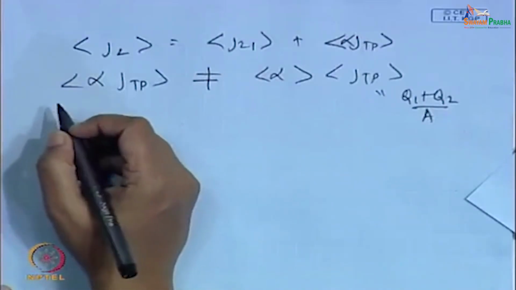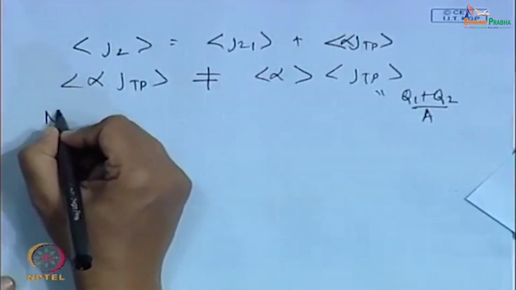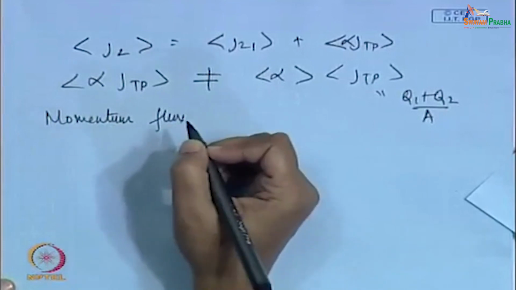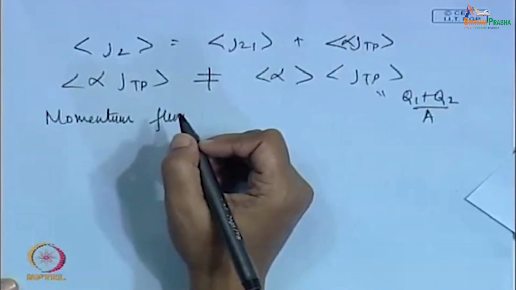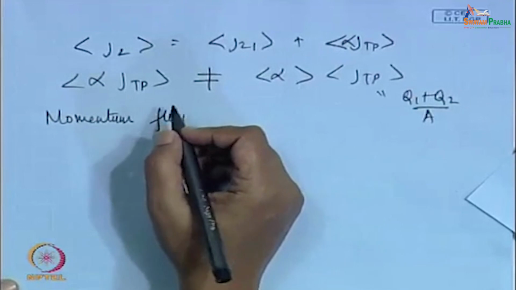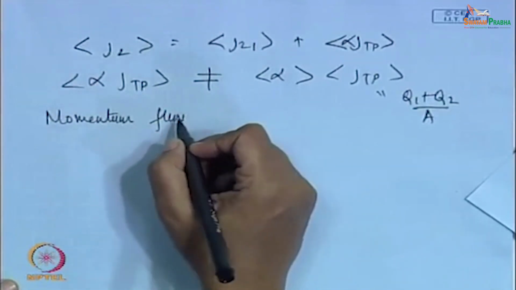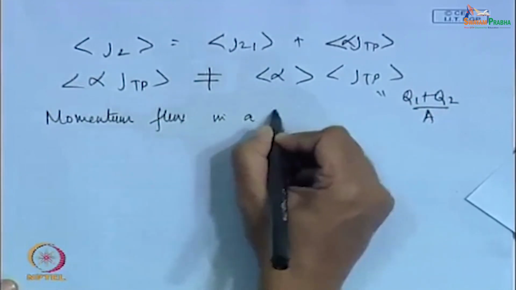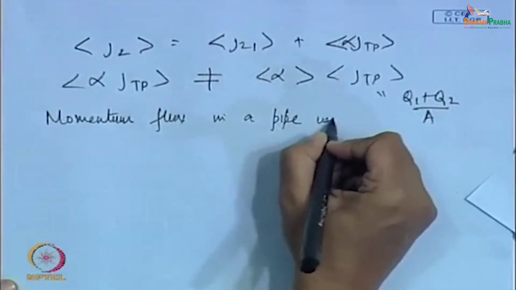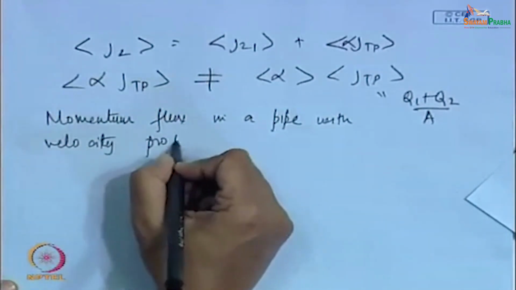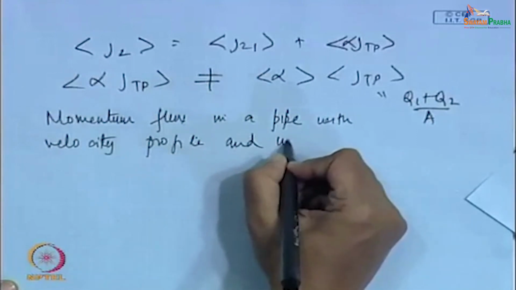Now, in single phase flows, if you remember, when we had considered the momentum flux, when we considered the momentum, the momentum correction factor and the kinetic energy correction factors alpha, beta, in single phase flows. There, just to keep the matter simple, what we did was momentum flux in a pipe with velocity profile and uniform density.